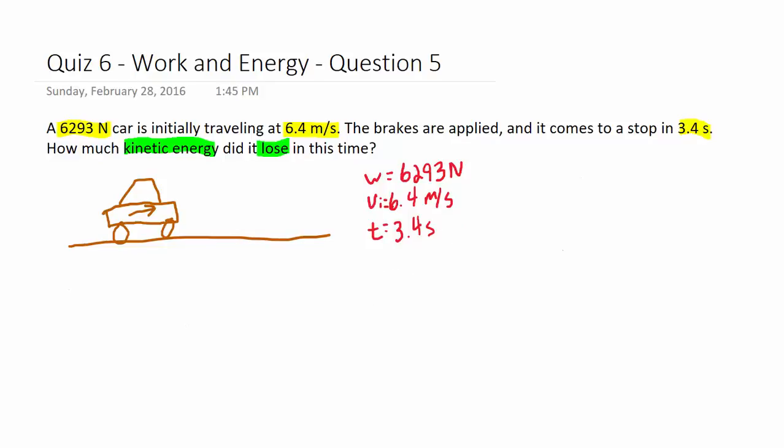Now we need to figure out what is the formula for kinetic energy. Well, kinetic energy equals 1/2 mass times velocity squared. Alright, so we're going to need to know the mass of the car. To get the mass of the car, we know how to do this. The mass is going to equal the weight divided by gravity.